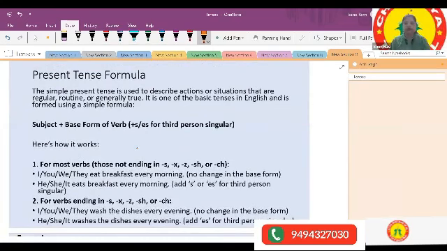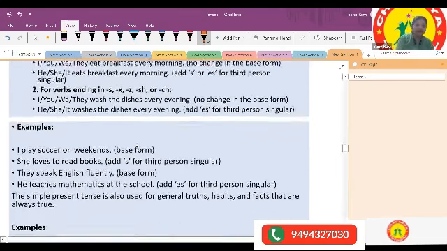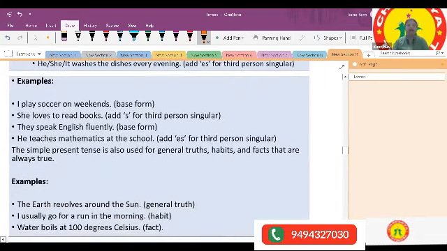Okay. Good. So the present tense formula: the base form of the verb, and we have S or ES for the third person singular. Here's an example. I play soccer on weekends. This is the base form. And she loves to read books. Now we have an S here for third person singular. They speak English fluently. This is the base form here.